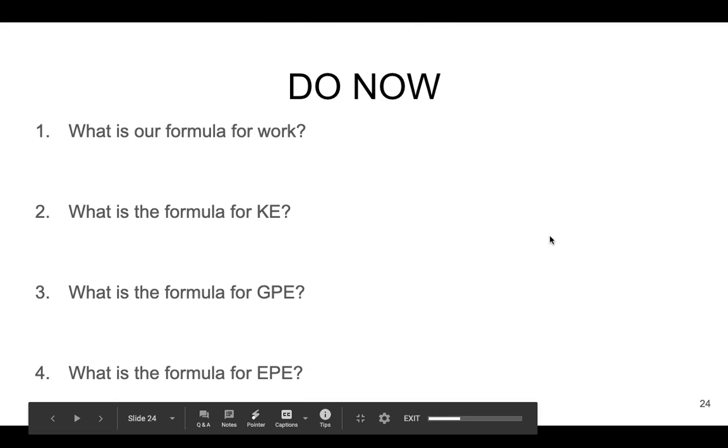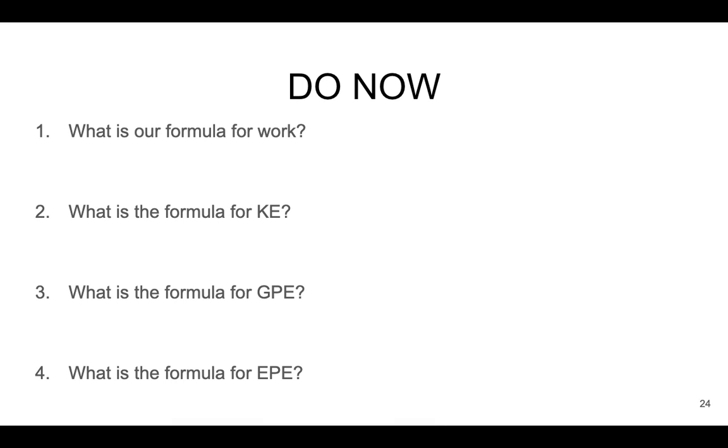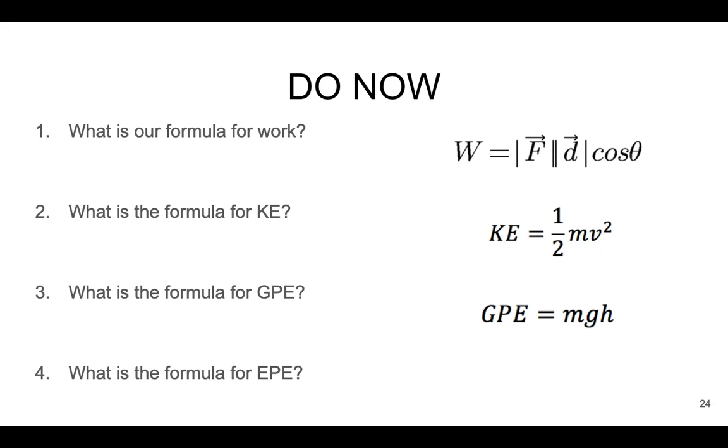So real quickly to review, what is our formula for work? Try to think of the answer in your head. The formula is work, W, is equal to FD cosine theta: magnitude of force times magnitude of displacement times the cosine of the angle between them. What is our formula for KE, kinetic energy? That is 1 half mv squared. What is the formula for GPE, gravitational potential energy? GPE is equal to mgh.